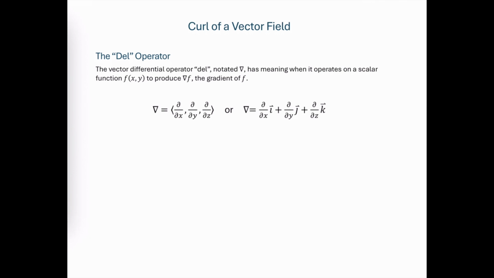We're now going to discuss the curl of a vector field. The first thing that we need to introduce, though, is this del operator. We've seen this operator before when referring to the gradient of a surface function, where f(x,y) is some arbitrary surface, and when we apply this del operator to that scalar surface function, we end up with a vector that is the first partial with respect to x, first partial with respect to y.